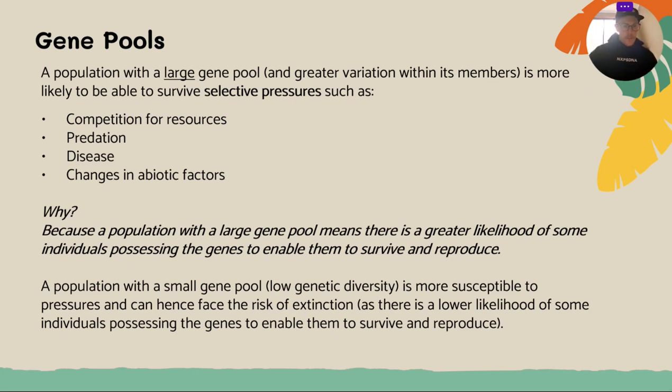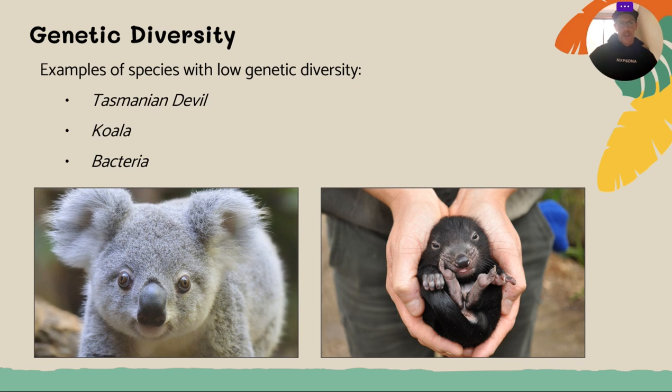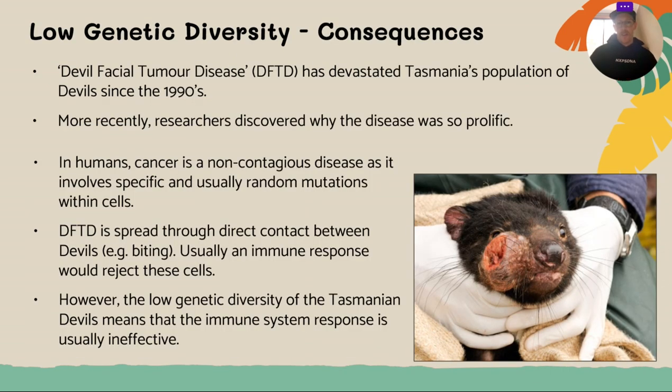And so the very last thing that I'll get you to have a look at is what happens if there is low genetic diversity. And you can see here that Tassie Devils experience that, and there are disastrous consequences.